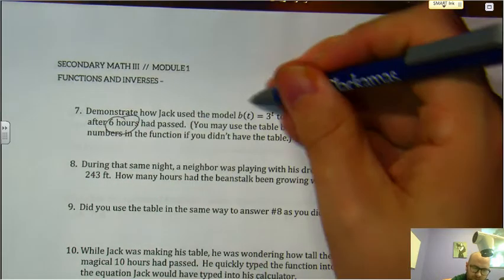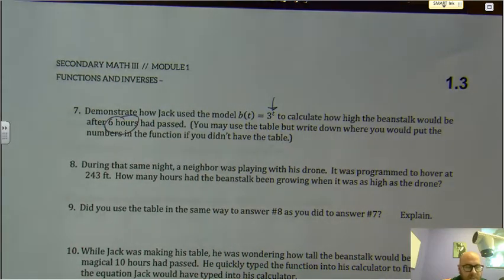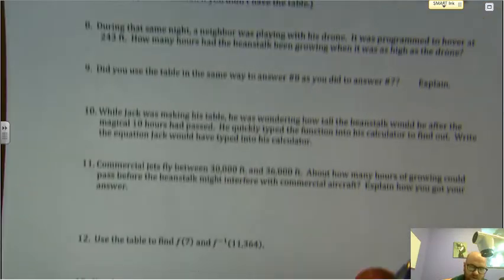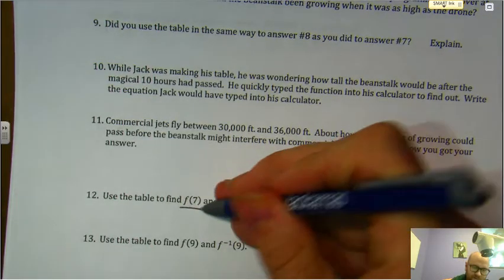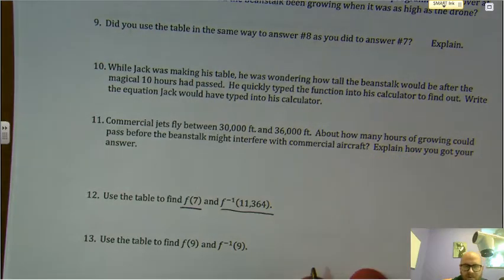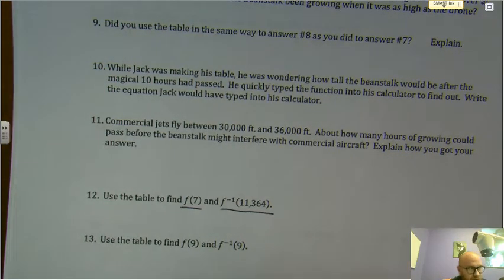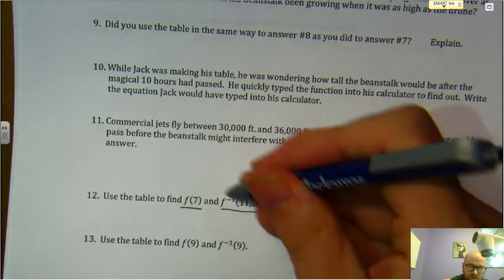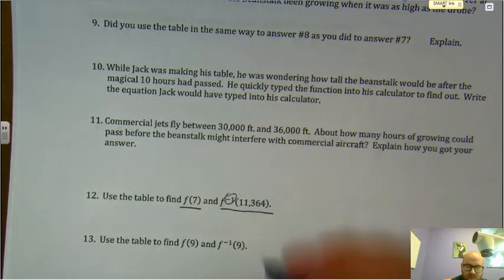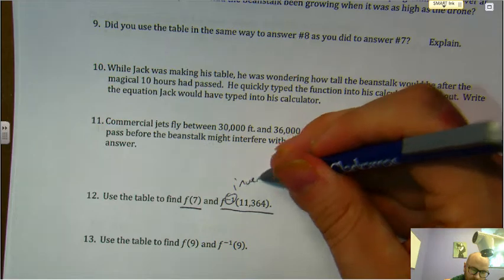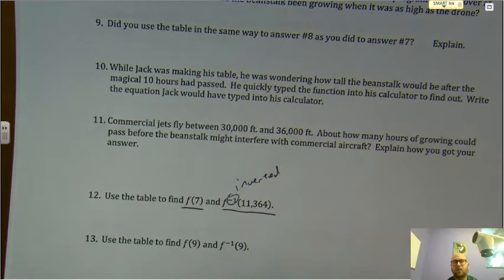This would be time, so we'd plug it in for t, and just go through with everything they ask you to do. The one thing that I do want to note is you'll look down here where we start to have f of 7 and the inverse of f of 11,364. So here, this is our traditional input, and here's where the -1 means we've inverted it. So that means we're going to be looking at it with our x's and our y's swapped. So just be mindful of that when you get to these sections.